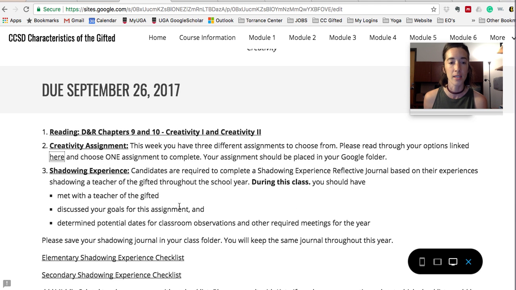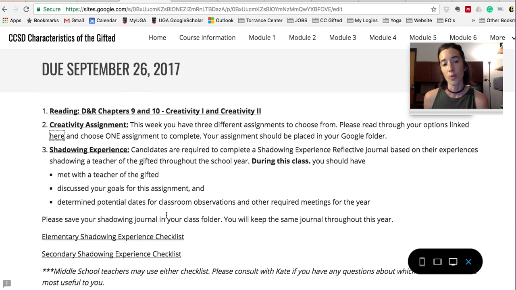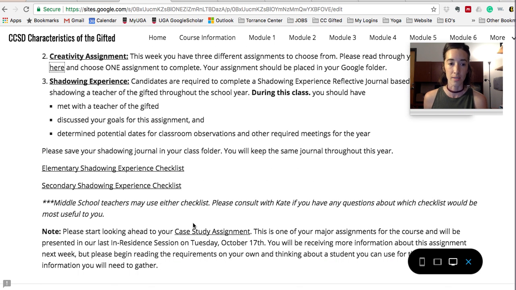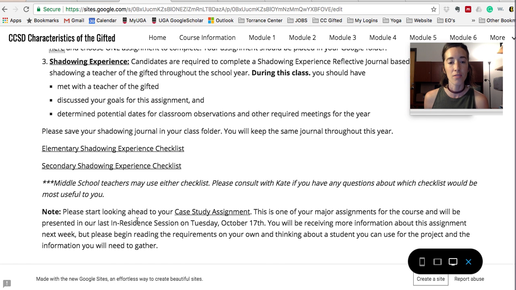Going back to the website, remember here we said the shadowing experience would be due Module 7. I'm also going to accept it Module 8, so if you want, you can go ahead and turn it in Module 7. And then at the very bottom, I want you to start working towards your case study assignment. This case study assignment is going to be completed in our last in-residence session, which is going to be Tuesday, October 17th.